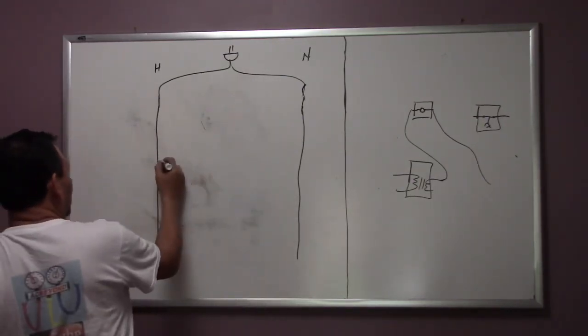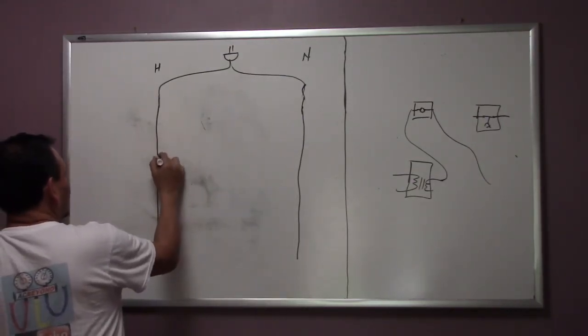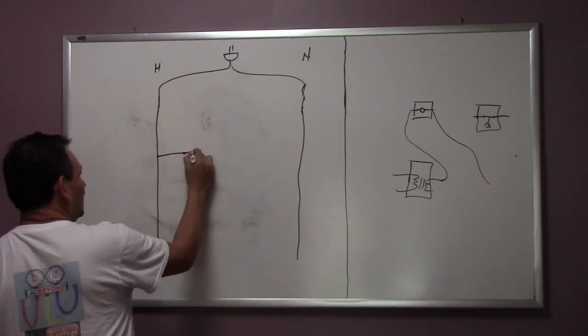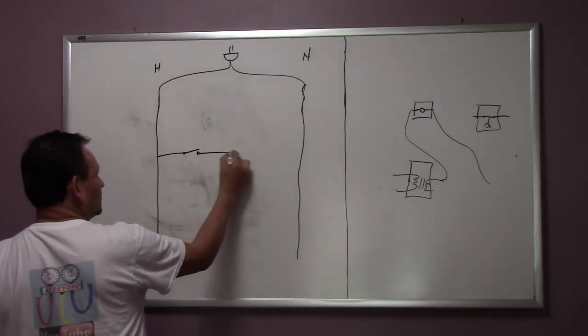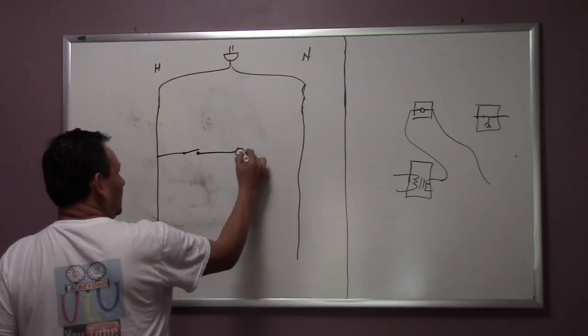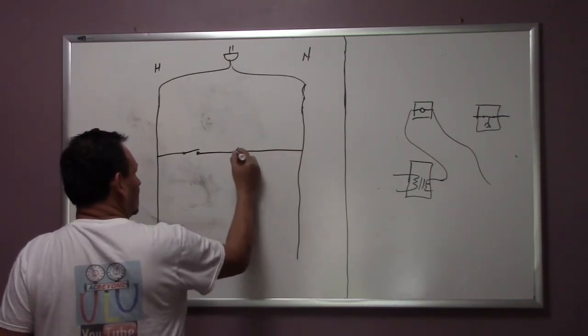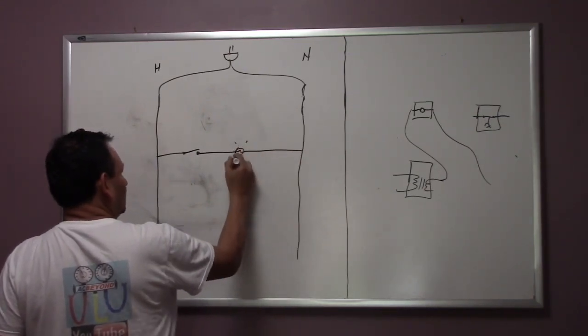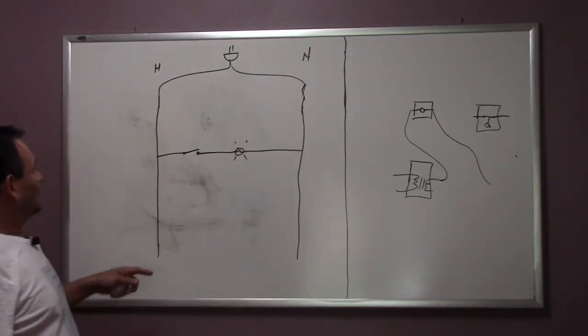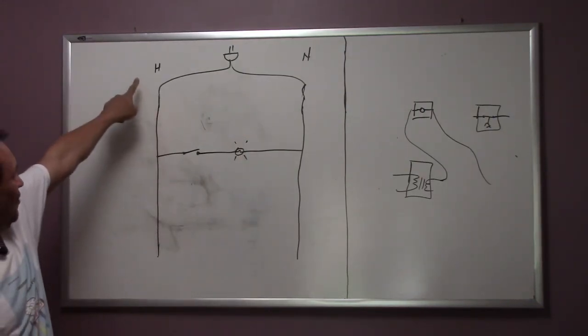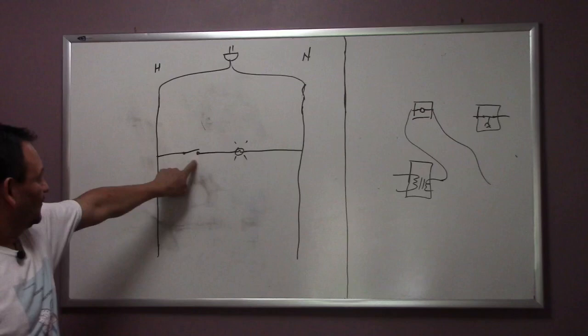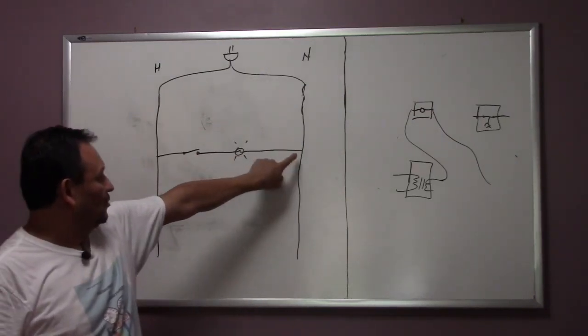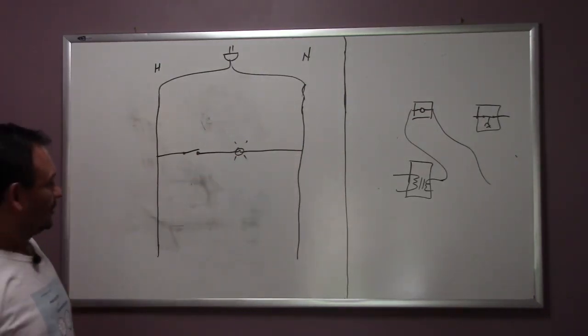Let's suppose you put a light switch here, an on-off switch, and a light bulb. Now this is your light bulb. You see, the hot wire goes to the switch, from the switch it goes to the light bulb, and the light bulb goes to the neutral.